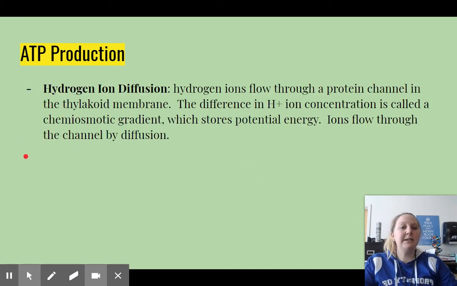The first thing that happens is those hydrogen ions begin to diffuse. They flow through the protein channel in the thylakoid membrane called ATP synthase. The difference of the hydrogen ion concentration is called a chemiosmotic gradient, and this stores potential energy. The ions flow through the channel by diffusion, passive transport, now moving from high concentration to low concentration.